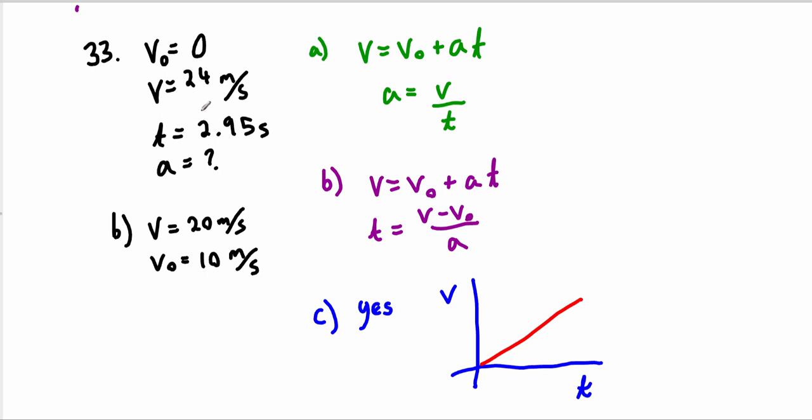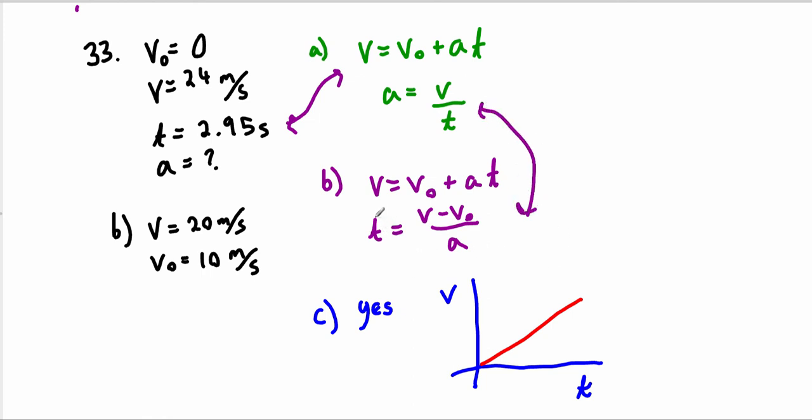In this question we have a car, it's starting at 24 meters a second, accelerating for 2.95 seconds, and it's asking for the car's acceleration. So I'm going to use this equation here and solve for the acceleration. Then B says, if you have that acceleration, how long does it take to go from 10 to 20 meters a second? I'm going to use the same kinematic equation, but now my v is 20, my v0 is 10, and my acceleration is whatever I found it to be up here.